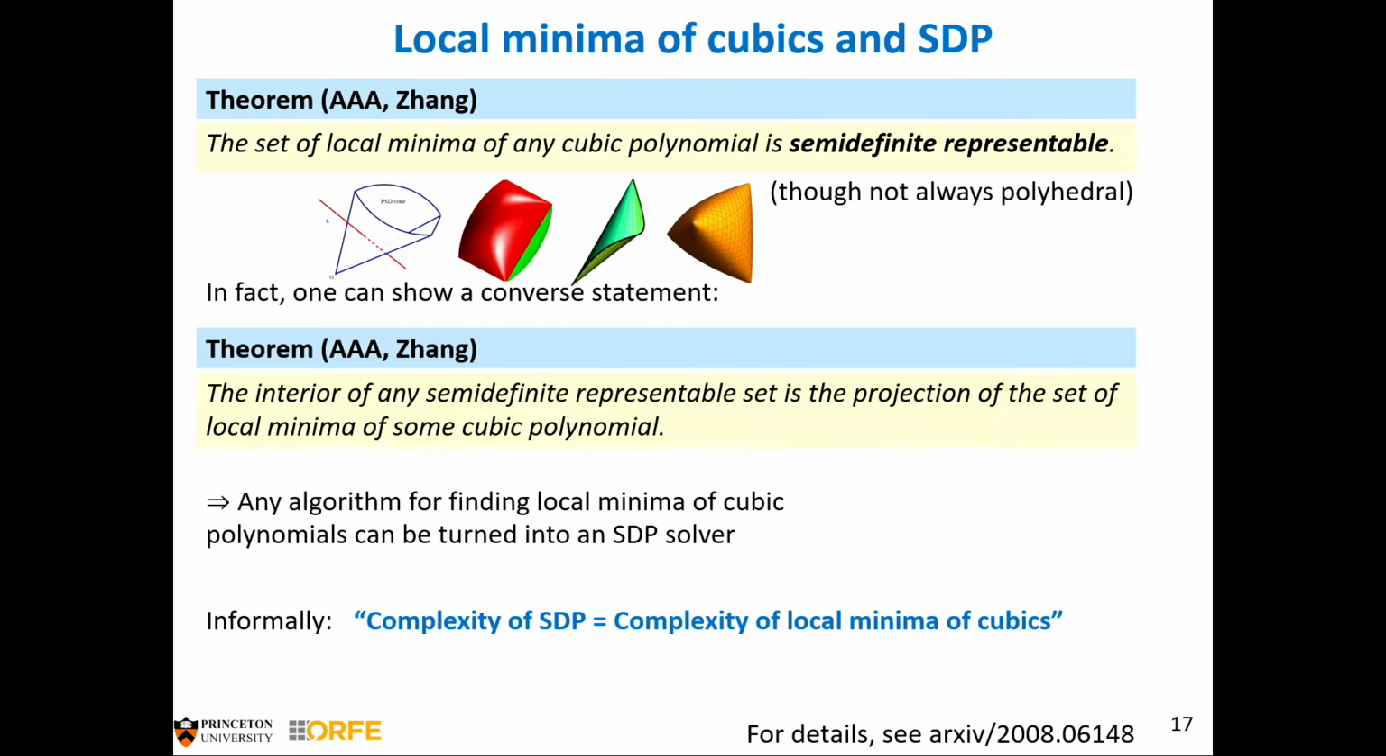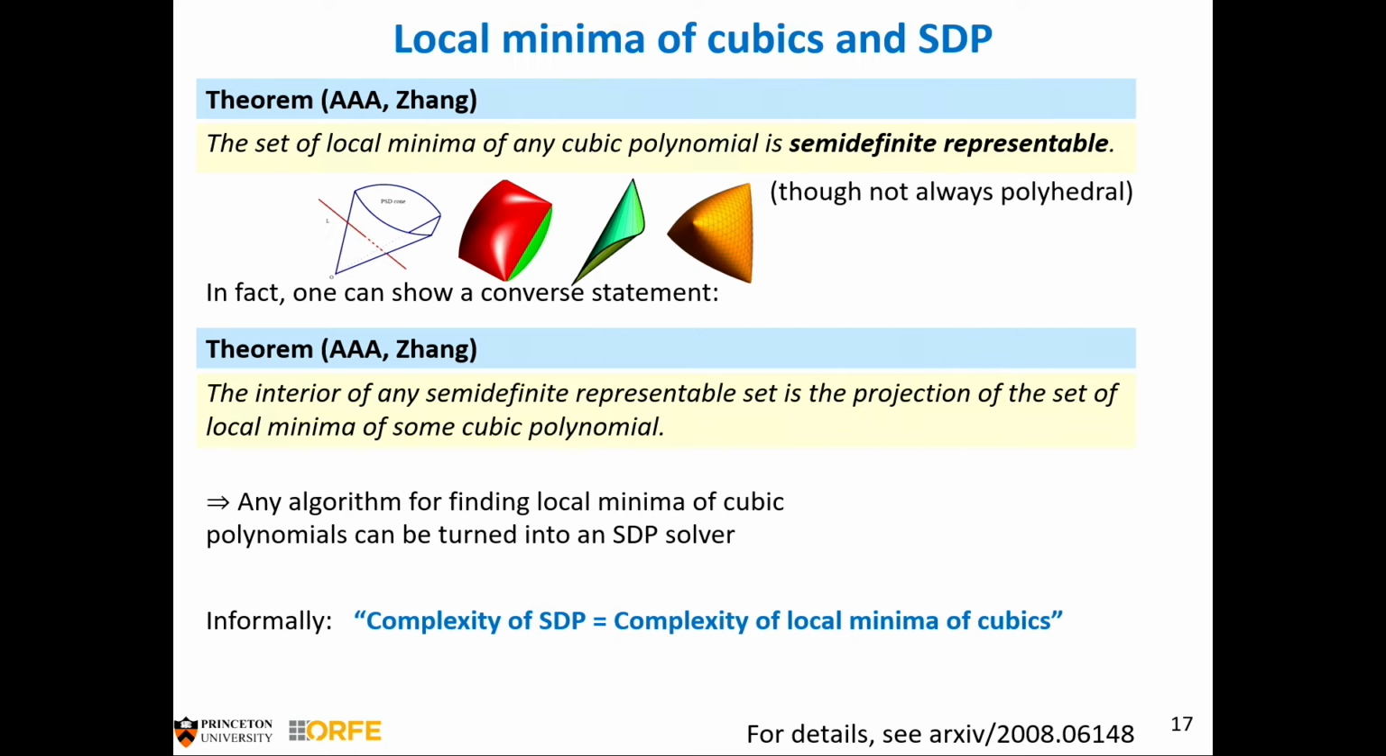One corollary of the second theorem is that if you have an algorithm for finding local minima of cubics, your algorithm is an SDP solver. Because I can take my SDP, write down a cubic polynomial, and if your algorithm finds a local min, your algorithm is solving my SDP, right? The second theorem is in fact much easier to prove than the first one. The first one is the main result that the set of local minima itself is an SDP. But together, and this statement is more precise in the paper, the rough message is that the complexity of semidefinite programming is exactly equivalent to the complexity of finding local minima of cubics.